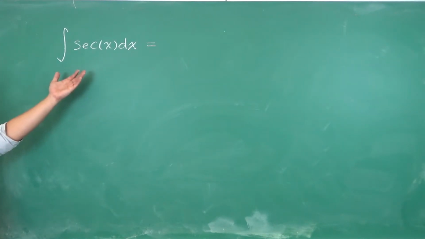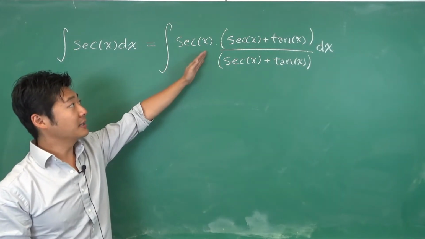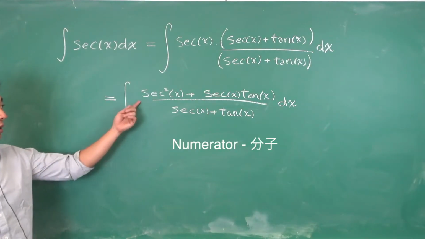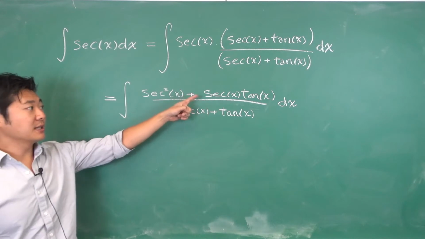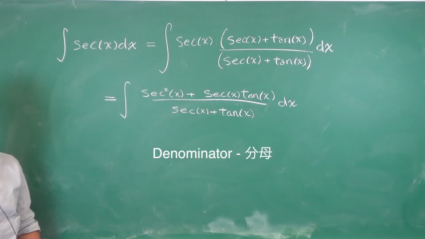So to find the antiderivative of secant, we will do it in two ways. So we will multiply secant of x by 1 in a very nice way. We will multiply by secant plus tangent. Now if we multiply this in, the numerator will be secant squared plus secant times tangent. And the denominator is secant x plus tangent x.